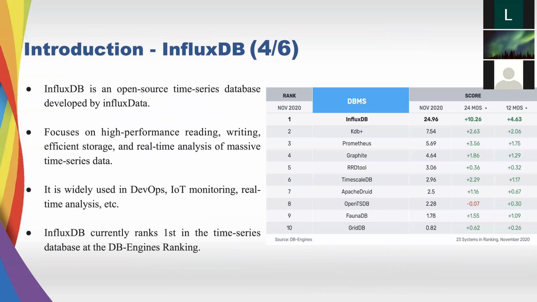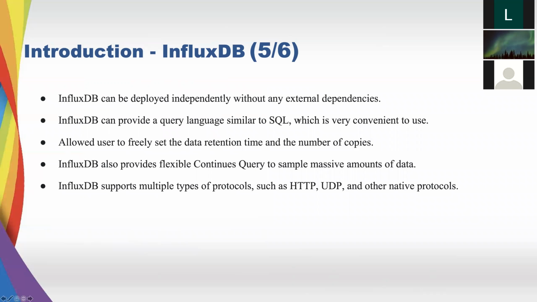So Influx database is an open source time series database developed by InfluxData. This type of database focuses on high performance reading, writing, efficient storage, and the real-time analysis of massive time series data. It is widely used in DevOps, IoT monitoring, real-time analysis, and so on. As you can see from this table, Influx database currently ranks first among time series databases in the DB-Engines ranking, which is very good.